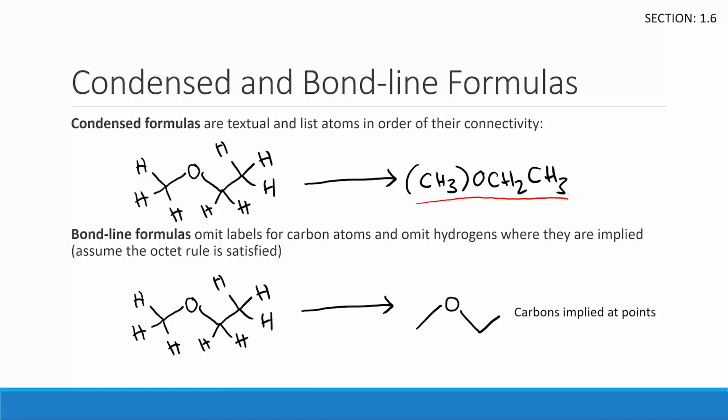So you can go from a line drawing to a condensed formula, as in the case here. This point in our line drawing is a carbon, and so we know that this is a CH3 group. It is connected to an oxygen, so the next would be oxygen in our list. The next to the right would be another carbon, and notice this one has 2 hydrogens on it, so it would be a CH2 group. Connected lastly to a carbon with 3 hydrogens, a CH3 group. And that's how this formula was generated here.